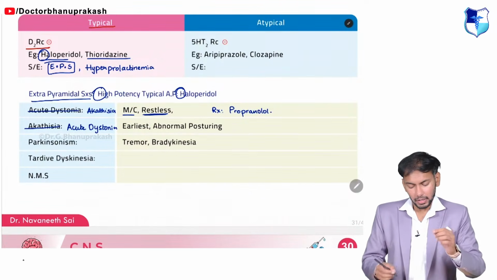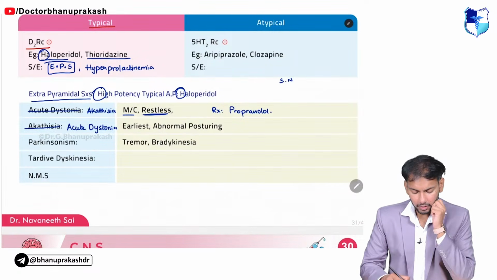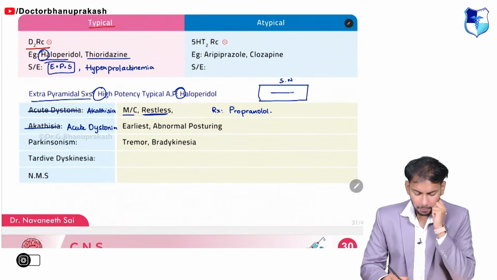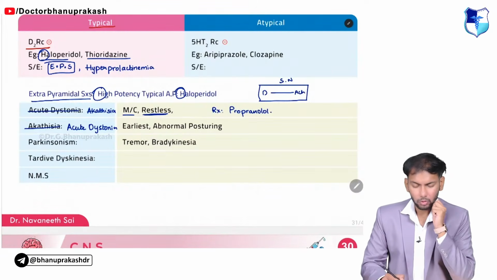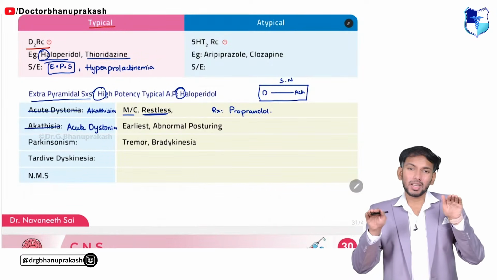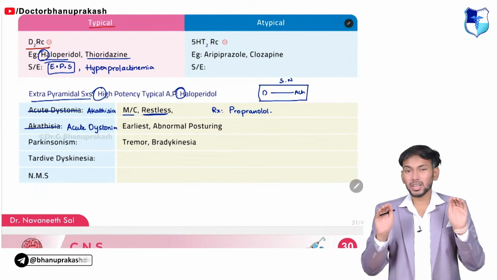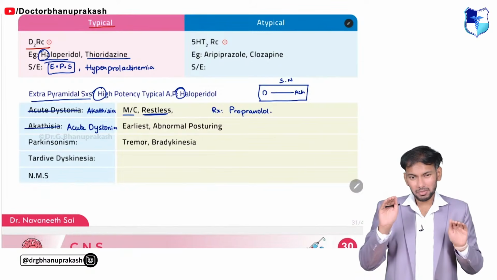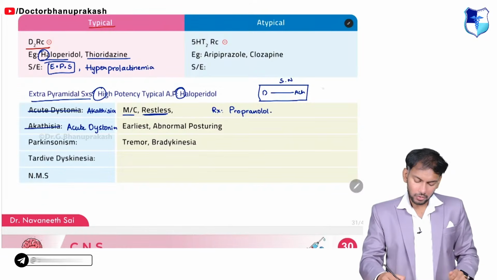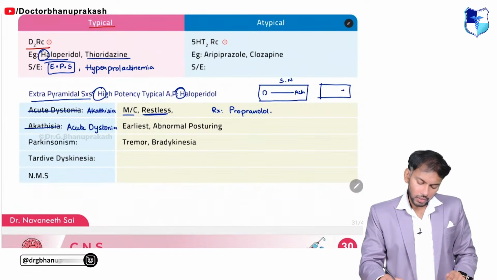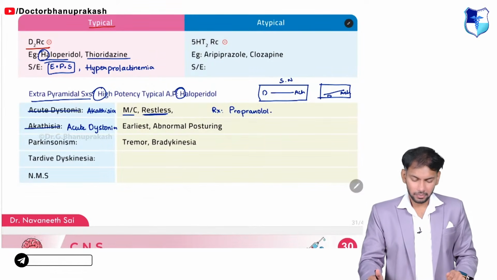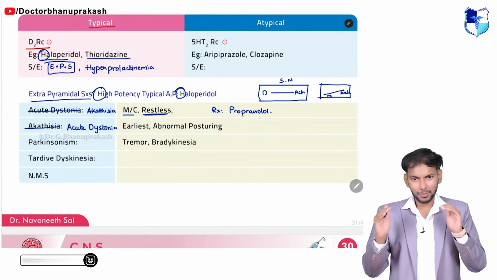Now, listen carefully. In substantia nigra, dopamine and acetylcholine are usually in a balanced level. Let us suppose you are giving typical antipsychotics. In substantia nigra, what will happen to the dopamine? Dopamine levels will decrease. Are the acetylcholine levels decreasing or increasing? No, they are remaining constant. So acetylcholine is constant, but dopamine has decreased.